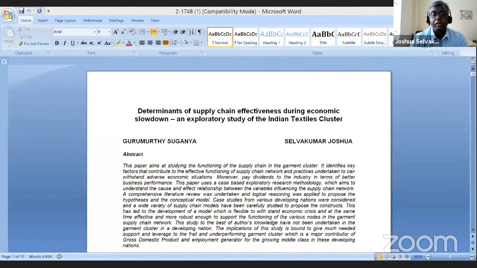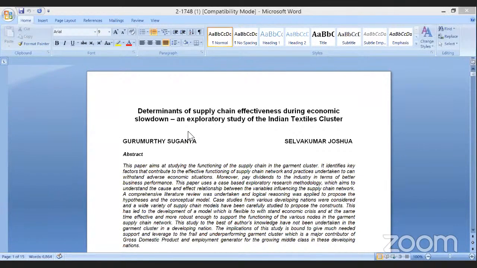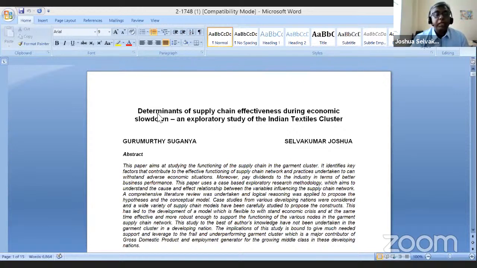So here we are. I hope all of you can see. So this is the research paper. Can you see, all of you? Yes. Can you see? Yes, sir, we are able to see the screen. Yes, I see it, sir. Okay. Thank you.